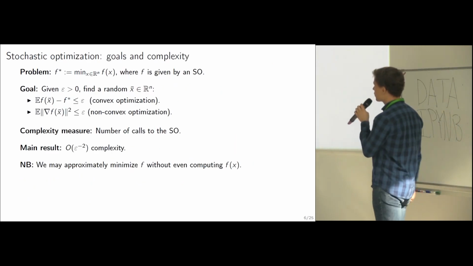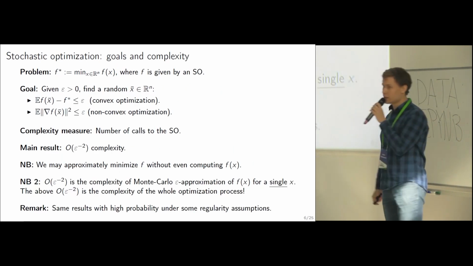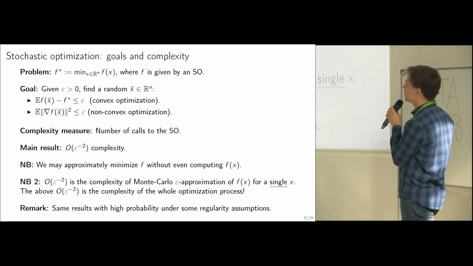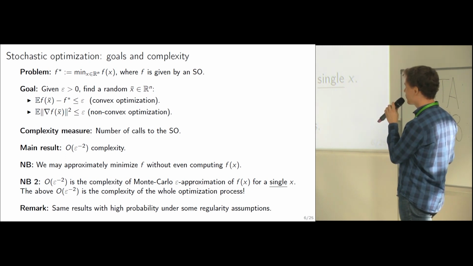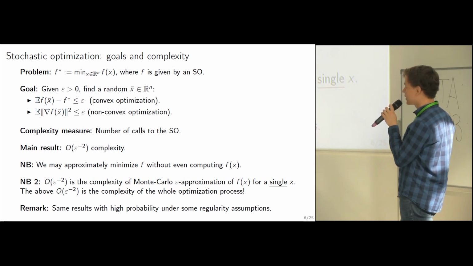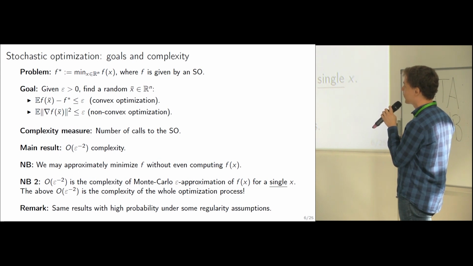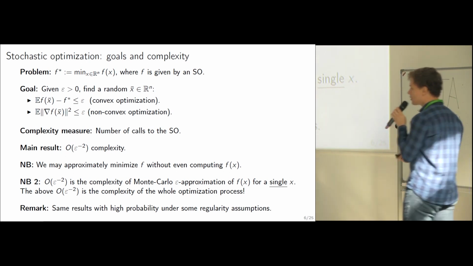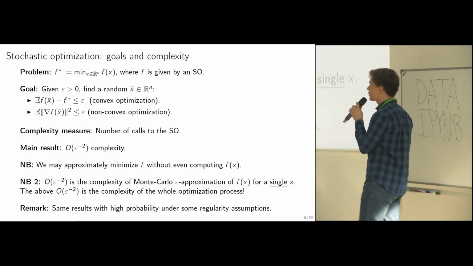And if you know what Monte Carlo methods are and how they work, you should know that Monte Carlo methods require epsilon to the -2nd, again the same complexity, for obtaining an epsilon approximate solution of our function value only for a single point. And here we're talking about solving this whole optimization problem with the same accuracy.